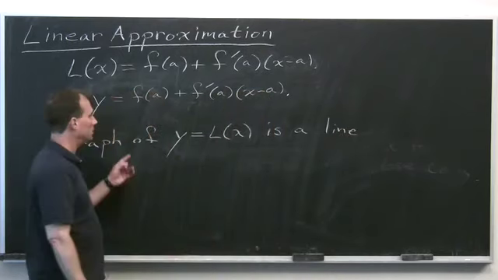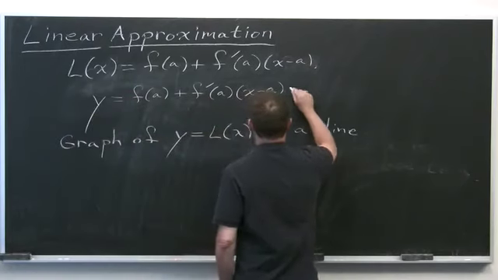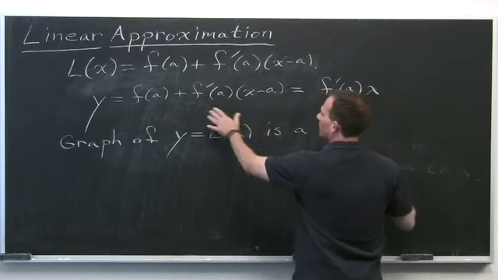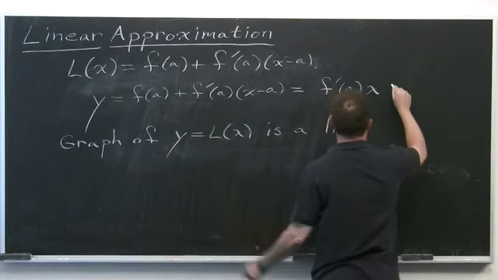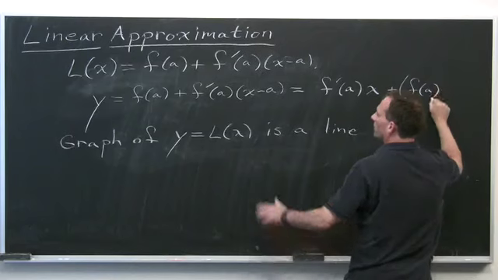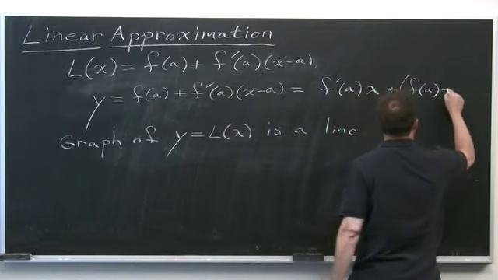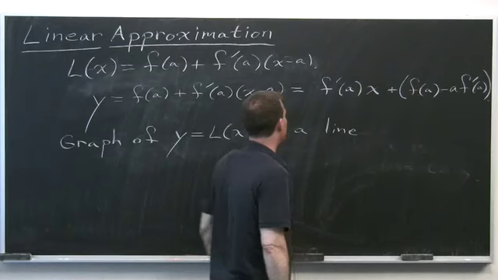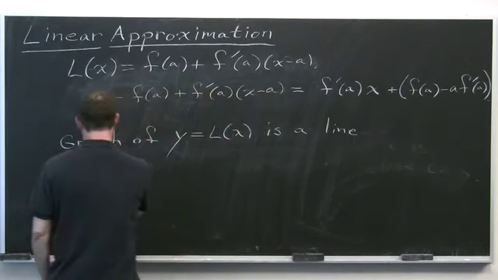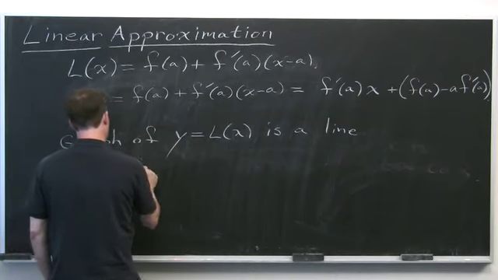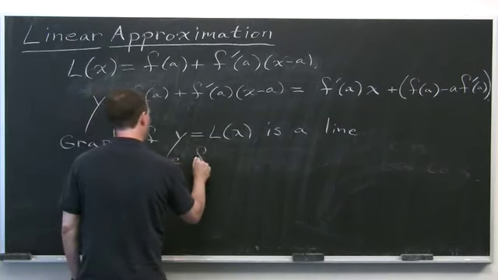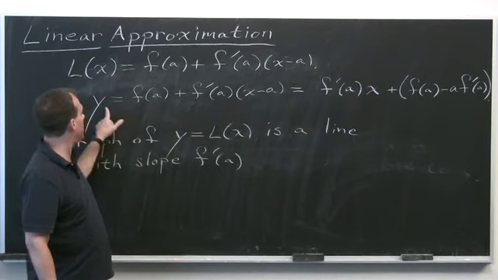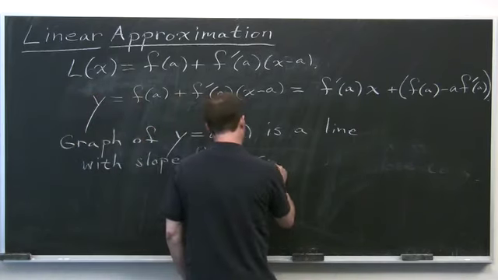What line? Well, its slope. You could write this in slope-intercept form. If you multiply this out, you get f prime of a times x, and then the constant terms, there'd be the f of a, and then a minus a times f prime of a. So the slope is f prime of a. It's a line with slope f prime of a, and it clearly contains the point when x is a, y is f of a.